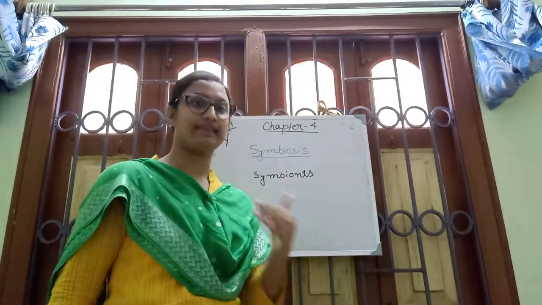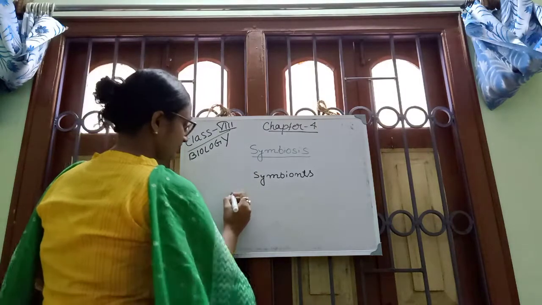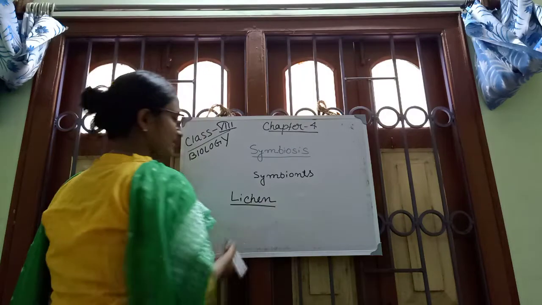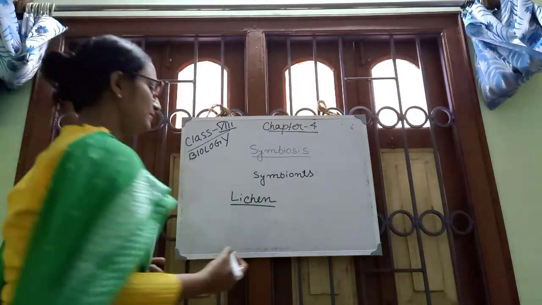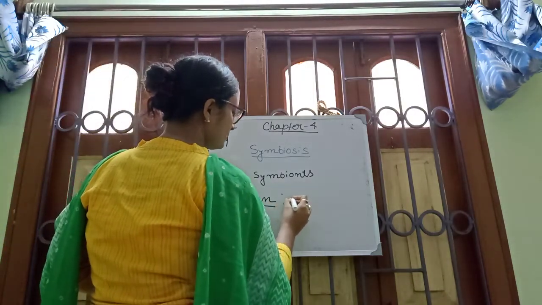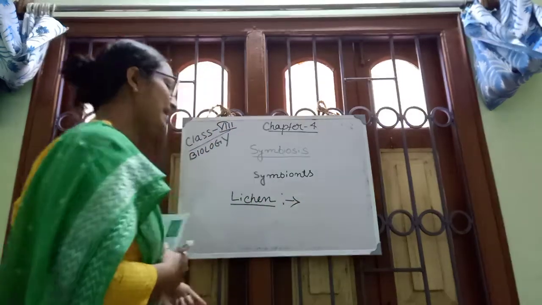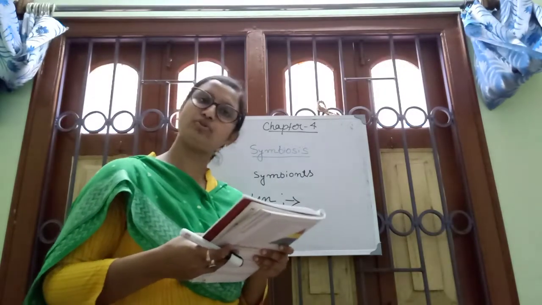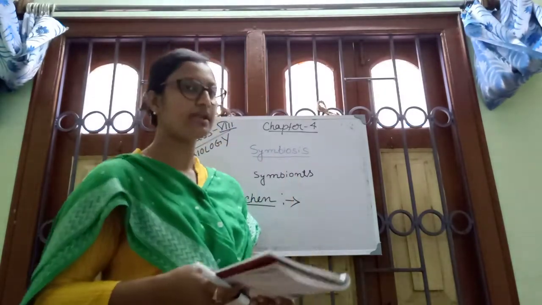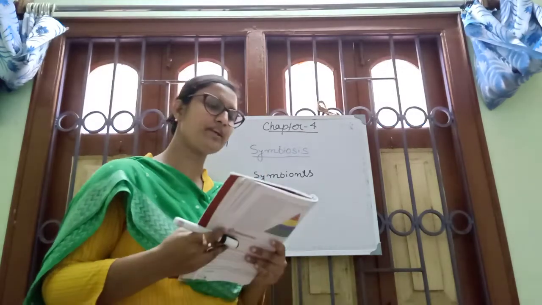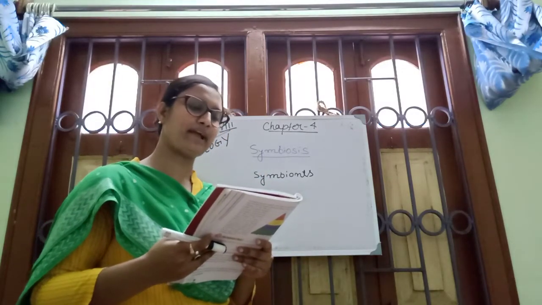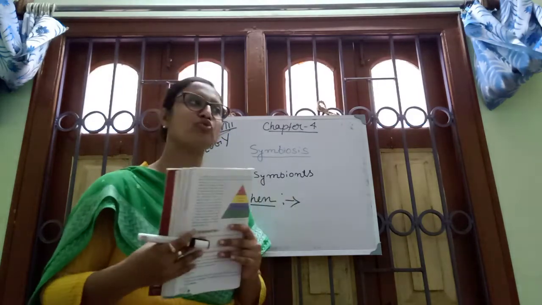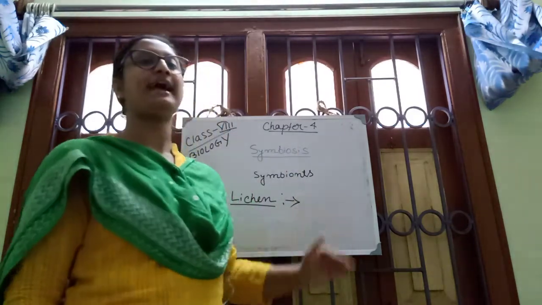This is the lichen. This is the common example given in your book, and a very common example. Lichen is a symbiotic association between organisms. Which organisms? Two organisms, or sometimes three. The body of lichen is made up of algae and fungus, at times even photosynthetic bacteria. But most commonly lichen is fungus and algae.